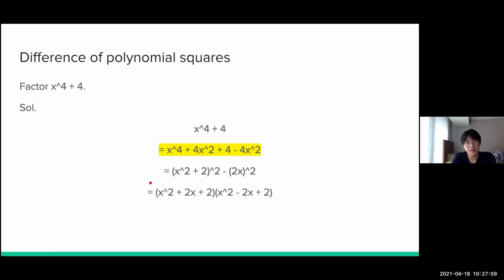So this is a common strategy, especially if you see a 4th degree polynomial and you don't see any coefficient for the x to the 3rd degree or x to the 1st degree. You can find that it's a difference of polynomial squares. So you just need to keep an eye out for the coefficient of the 2nd degree term. Here it's 0, and you should note that's 4 minus 4.